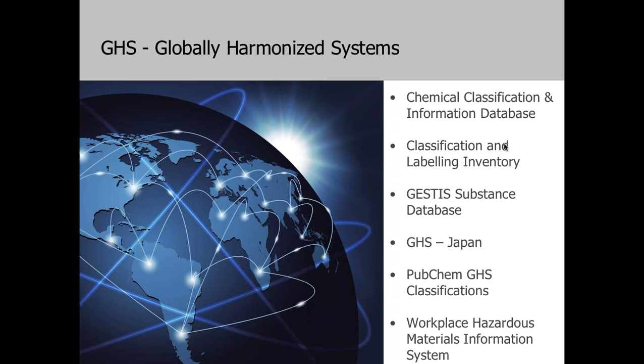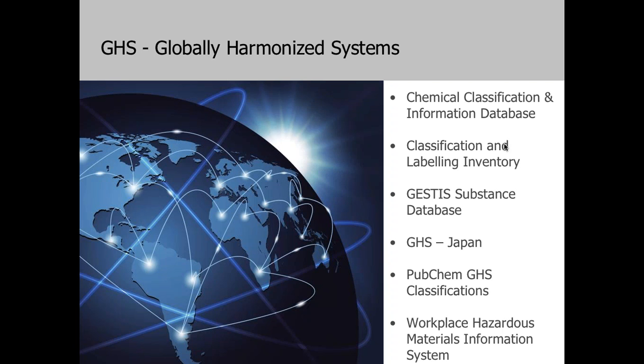For the life of me, I can't remember the name, nor could I pronounce the name of the agency, but it has GHS classification and labeling information according to CLP regulations, and has something on the order of 9,400 different substances. We also have the GHS information from Japan.